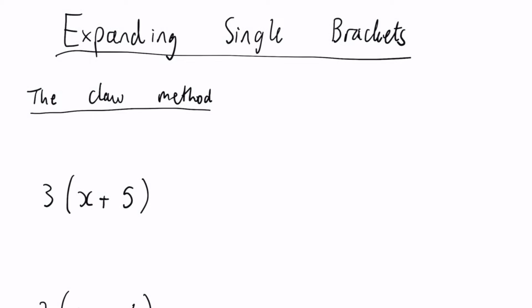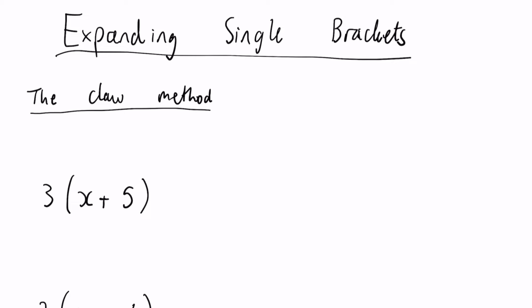In this video we will be looking at expanding single brackets. Brackets are another way of simplifying, making the algebra look tidier. To expand brackets, there is a simple method known as the claw method. I'm sure a lot of you may have heard this before. So let's look at the first example.